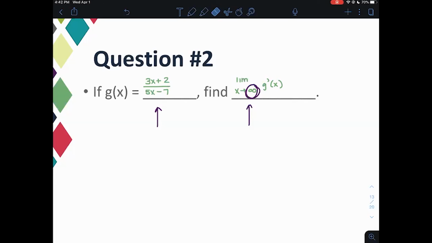In this case, it's probably, hopefully, not as challenging to find the derivative. This is a quotient, apply the quotient rule, great, there's your derivative. Then we're going to try to figure out what the limit as x approaches infinity is of that particular derivative.